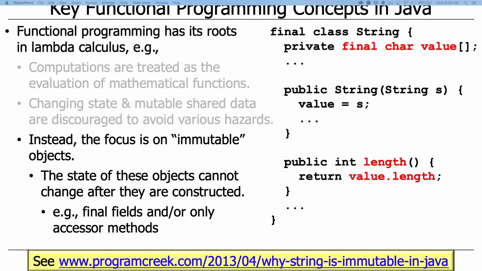It's immutable because if you look carefully at string, its data members are all final, which means that once they're set in the constructor, they can't change. And all of its methods are simply accessor methods. So there are no mutator methods on string. There's nothing you can call on a string that will change the state of the existing string. All you can do is make new strings.